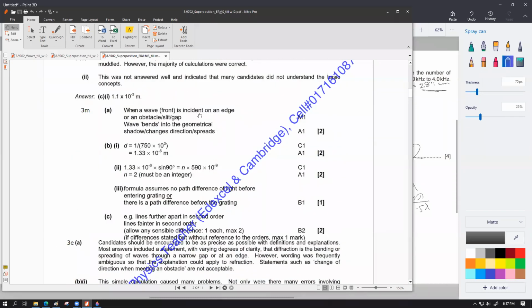When a wave front is incident on an edge or an obstacle or slit or gap, this whole thing is one mark. The wave bends into geometrical shadows, or changes direction, or spreads. So yeah, changes direction is also good. Spreads itself is also good, or bends into geometrical shadow.